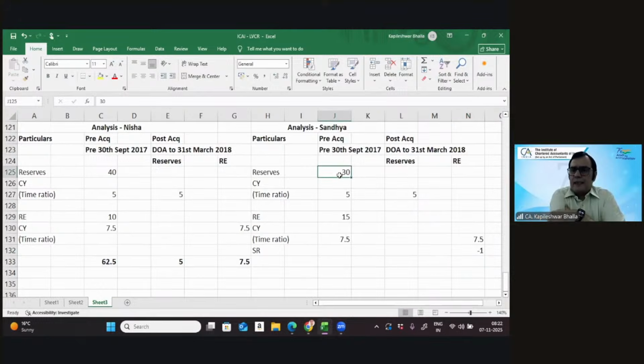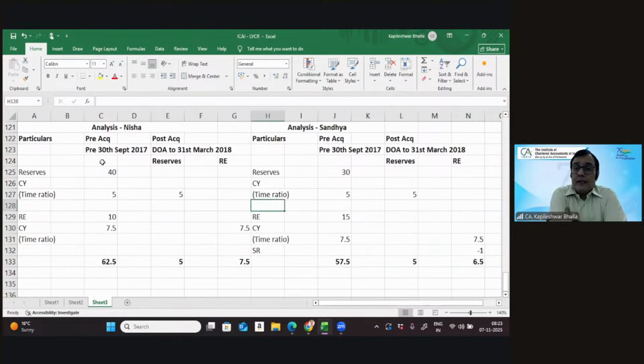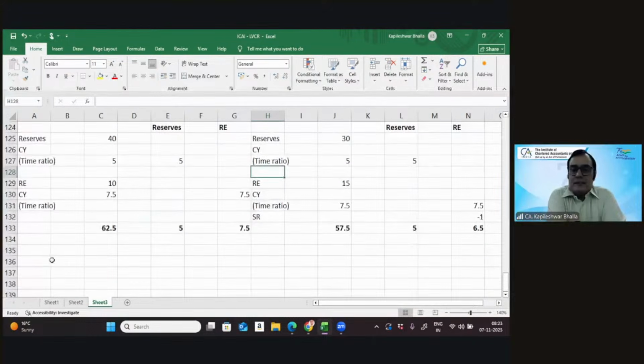I think that's done. So we get the analysis of the profits. This is 57.5. This works out at 5. And similarly, we can get this information as well. And that works out at 6.5. So we can easily get the additions. Right. So these two analyses make the question a little more time consuming, because you are given 2 subsidiaries. So everything is getting doubled in this case.